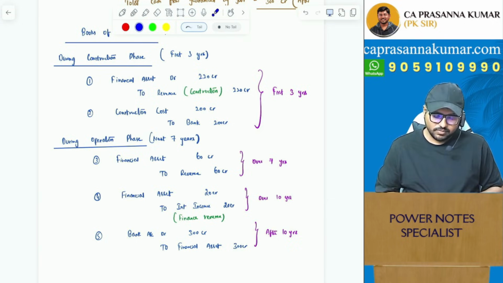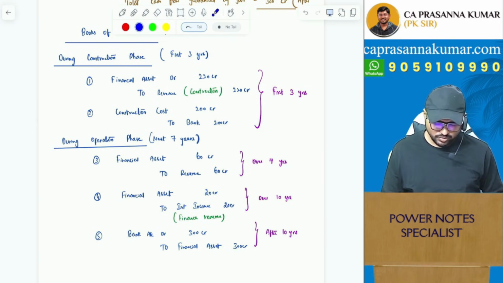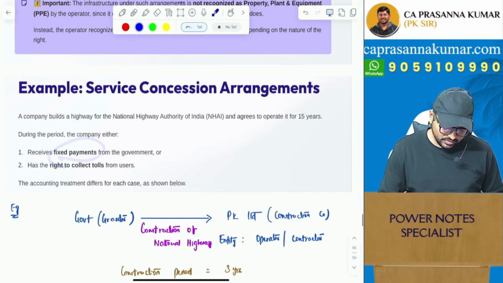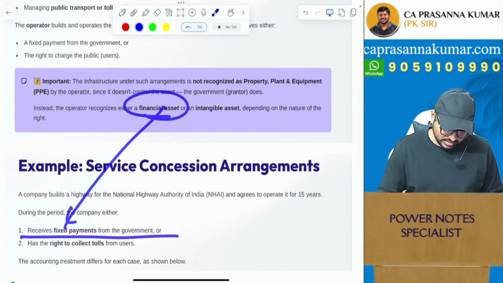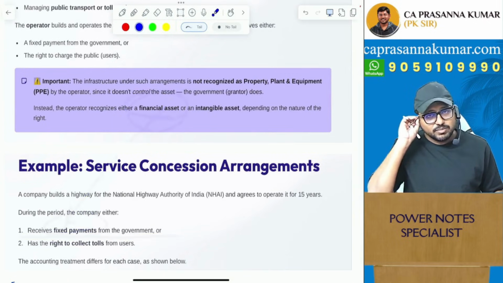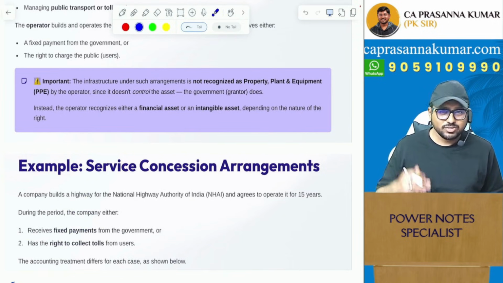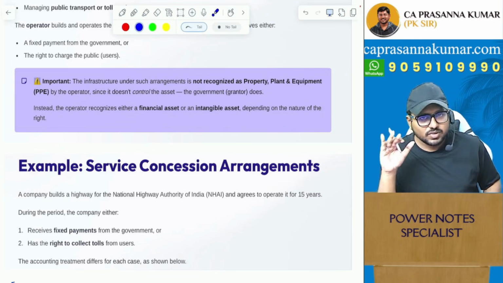Right, this is rather simple. So this should not be confusing for you when there is a fixed payment given by the government. That's what I'm telling you: the operator receives a fixed payment from the government. In that case, you will create a financial asset. So these two are connected. Getting fixed payments from the government, it will be recognized as a financial asset at that particular point of time because you have got a commitment from the government that you will be receiving money, a right to receive money. Got it? That's a financial asset.